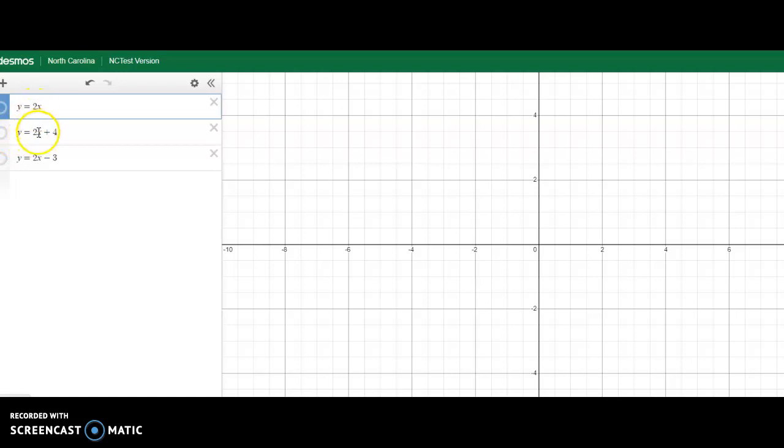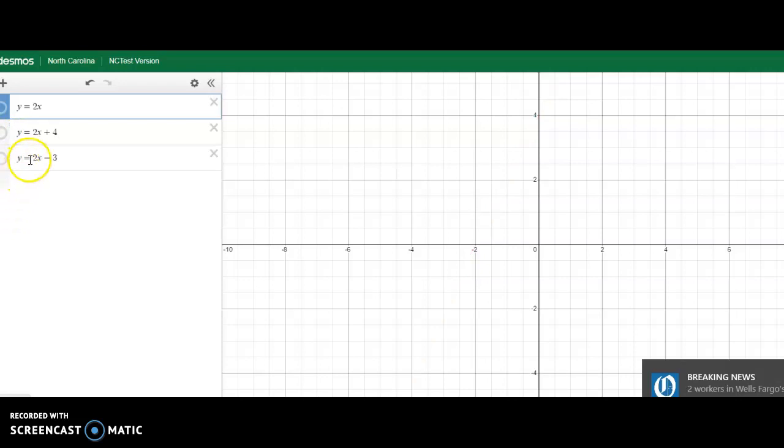Similar equation. It's got a 2 in front of the x. That means its slope is 2. But what's this 4 mean? The 4 means the y-intercept. Let's just look at that quickly, and we can see that it goes through the 4 as my y-intercept.